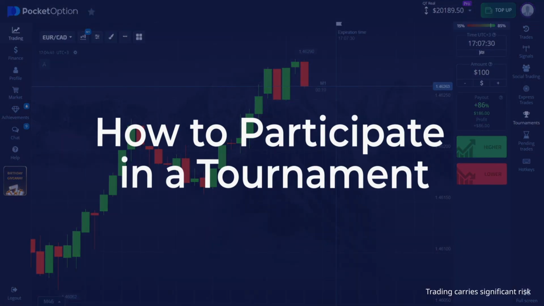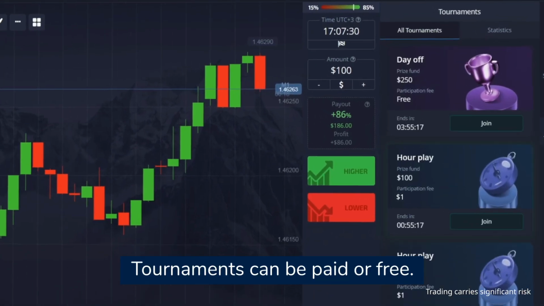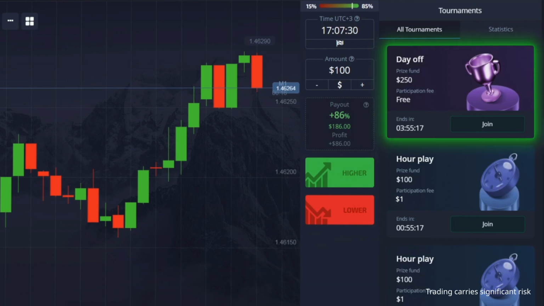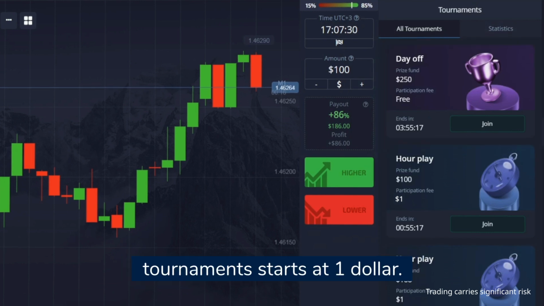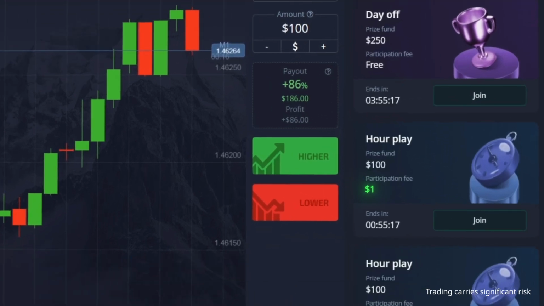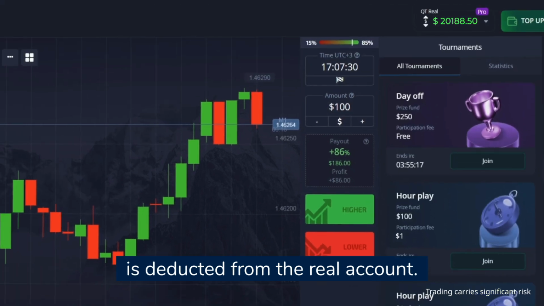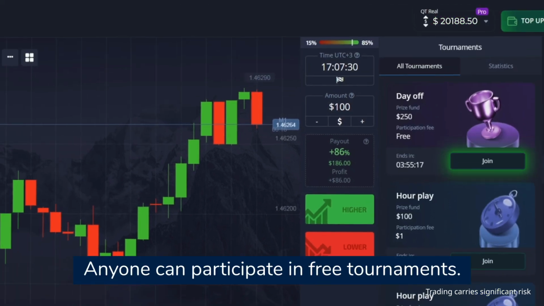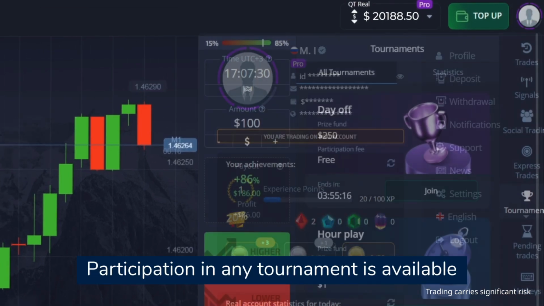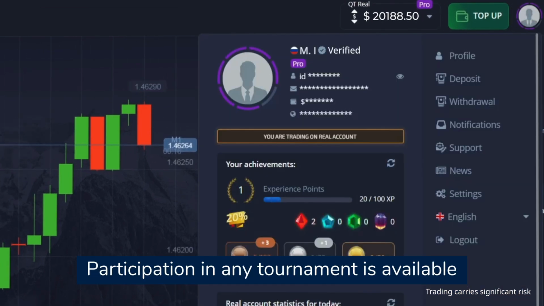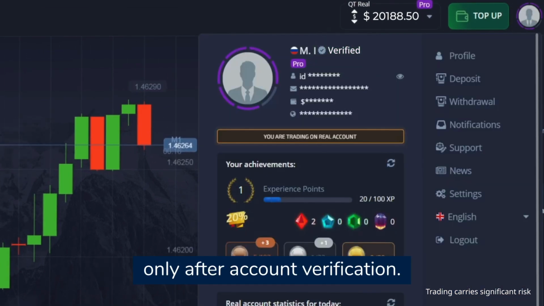How to participate in a tournament. Tournaments can be paid or free. The cost of participation in paid tournaments starts at $1. The amount for participation is deducted from the real account. Anyone can participate in free tournaments. Participation in any tournament is available only after account verification.